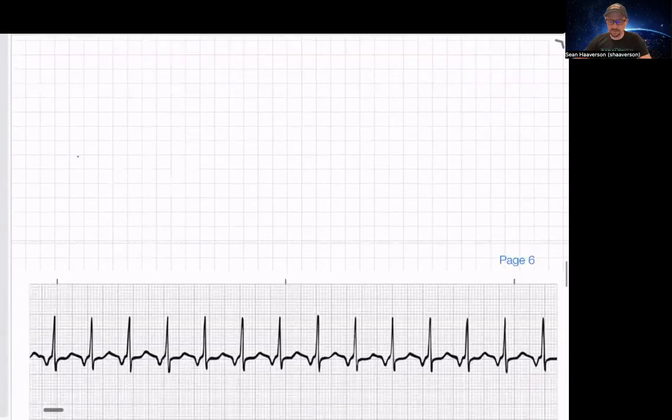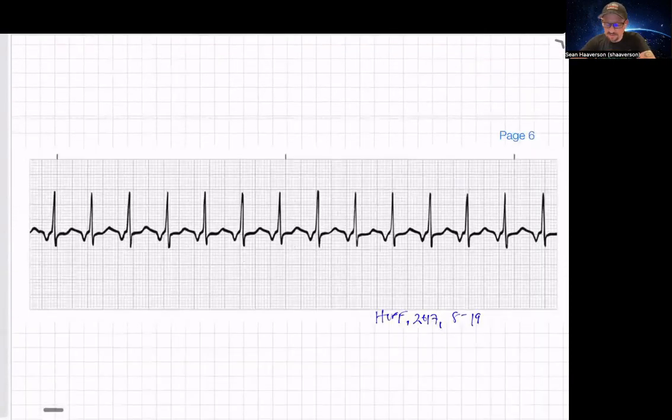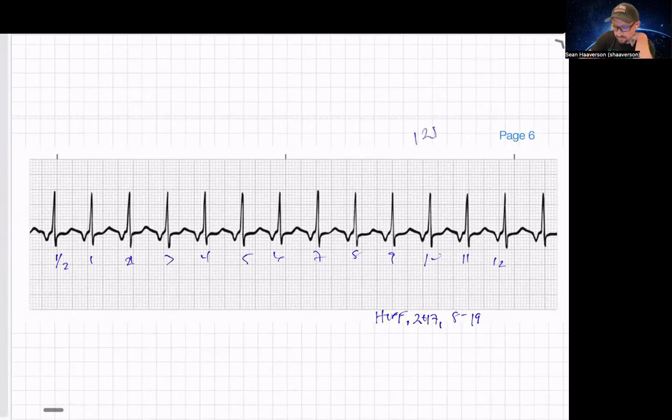Excellent. All right, let's take a look at another one. I think I got two more. So this is 8-19. So if we look at this, let's count our rate. So this is probably going to be a half. 1, 2, 3, 4, 5, 6, 7, 8, 9, 10, 11, 12. So this looks like a pretty fast rate. So I think this is probably, since we got a half, we've got 125 beats per minute. So that's technically tachycardia.